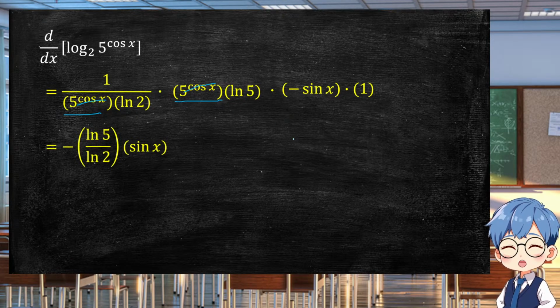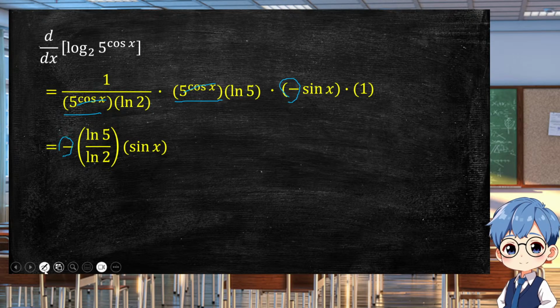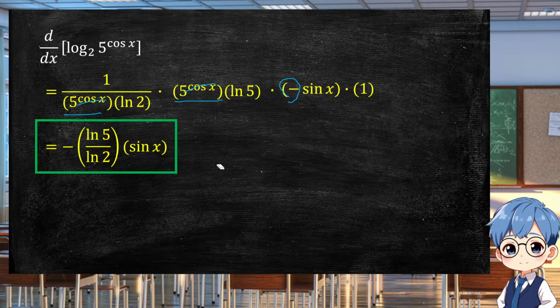So basically, for the final answer, we have ln. If I multiply ln of 5 to 1, we have ln of 5. And of course, we have a negative sign here. Okay, so for the final answer, we can have this: negative of ln of 5 over ln of 2, so times sine x. By the way, we can also write sine x in the numerator, but since ln of 5 over ln of 2 is a constant, that's why it's written like this. So we can have this as our final answer.